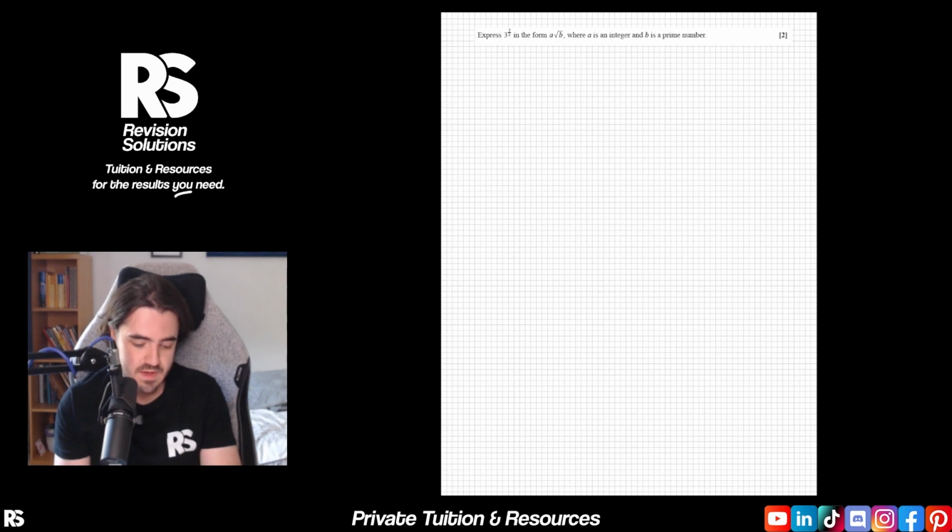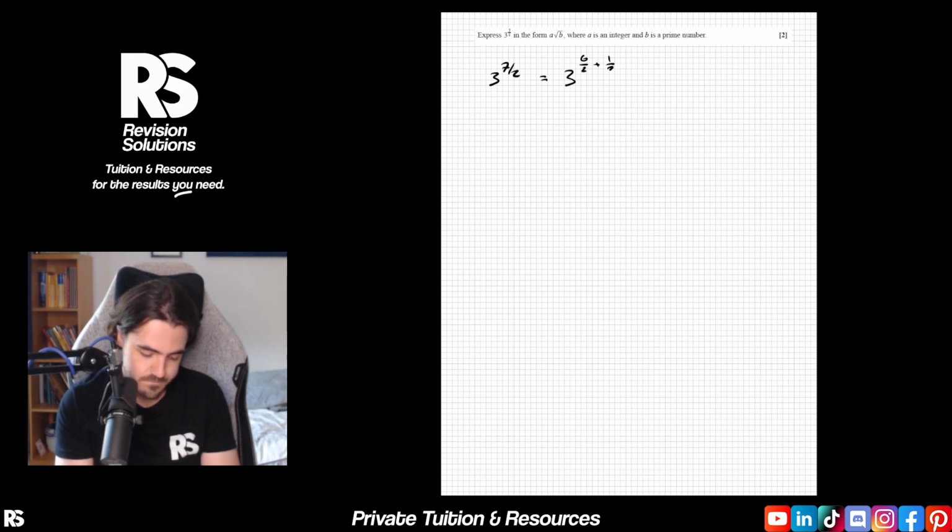Next question, it says, can we express 3^(7/2) in the form a√b, where a is an integer and b is a prime number? So actually, 3 already is a prime number. So if we can work the square root of 3 into this, that would be a good plan. That's going to work out, actually, because 3^(1/2) is the square root of 3. So we could split up that 7/2. We could think of it as 6/2 plus a half.